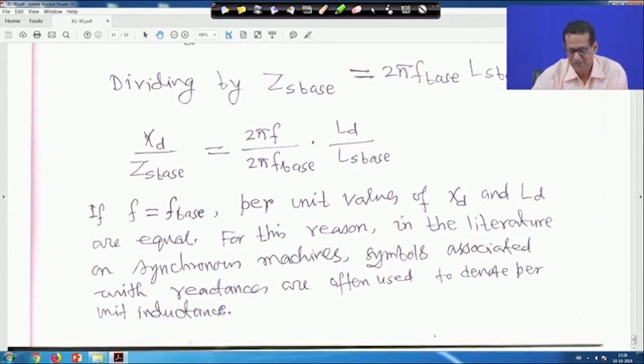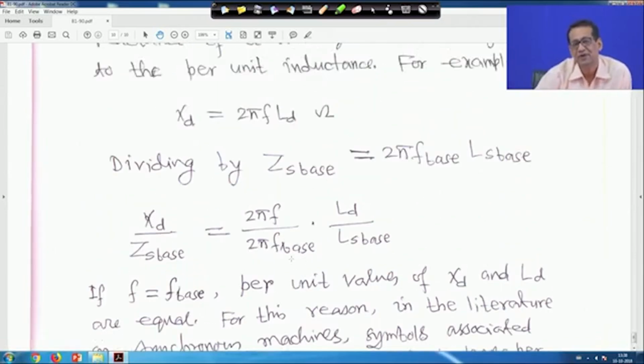For this reason, in the literature on synchronous machines, symbols associated with reactances are often used to denote per unit inductance. So numerically, if per unit reactance is given, then it is per unit inductance also. If per unit inductance is given, it is per unit reactance also.